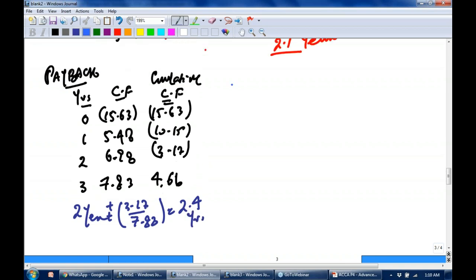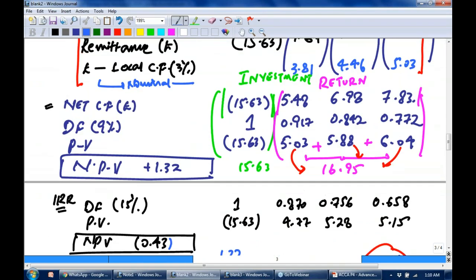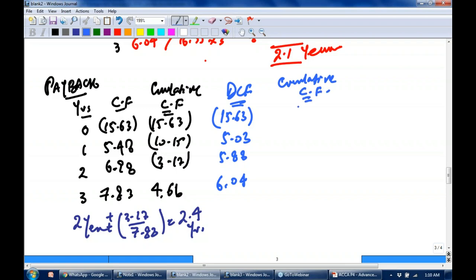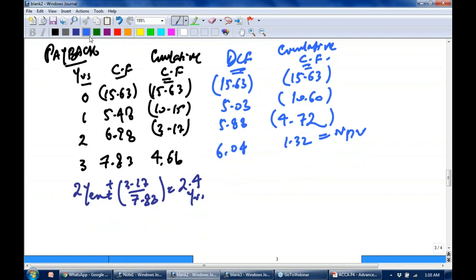And if it's discounted cash flow, we work out, we can get the matter from there: 15.63 and the different discounted values, 5.88, 6.04, and the cumulative, that is 10.60, 4.72, and that equals the NPV actually. And you can work out accordingly.